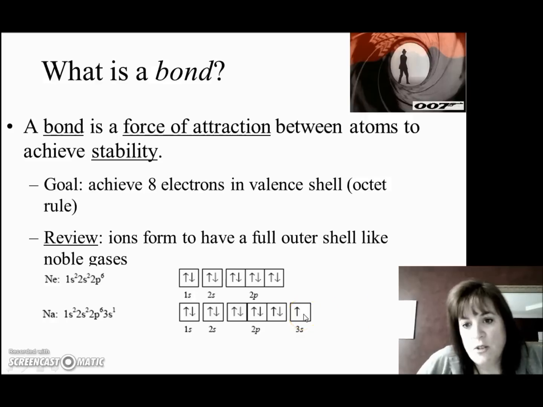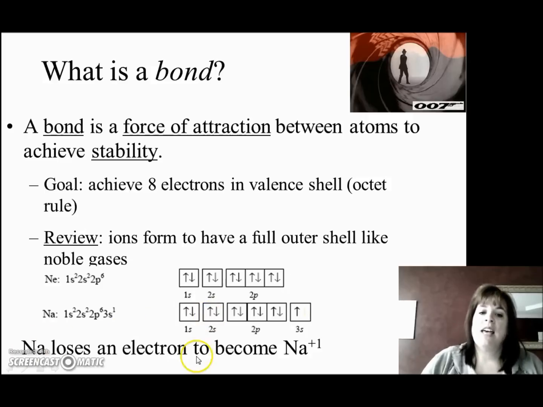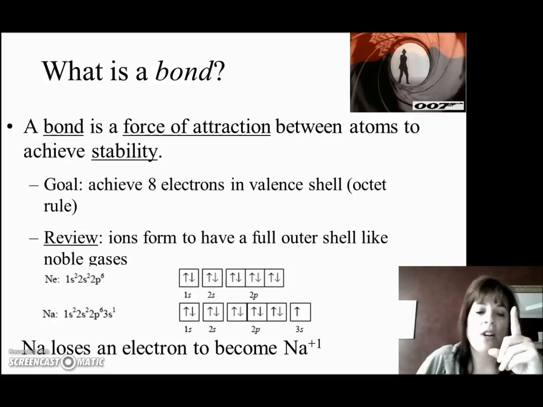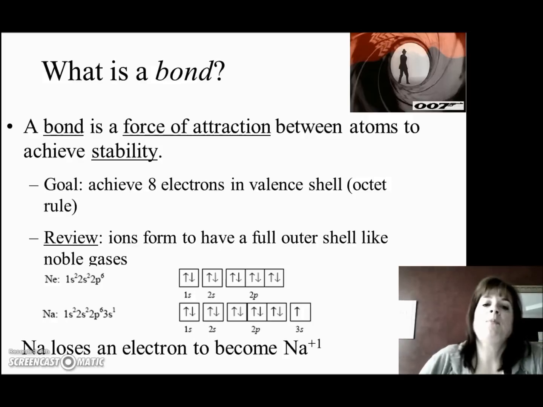So what does it do? Well, it just loses this guy. When it loses this guy, then it looks just like neon. So when it does that, it becomes an ion, and it becomes the sodium plus 1 ion. It loses 1 electron, and when you lose an electron, you become positive.